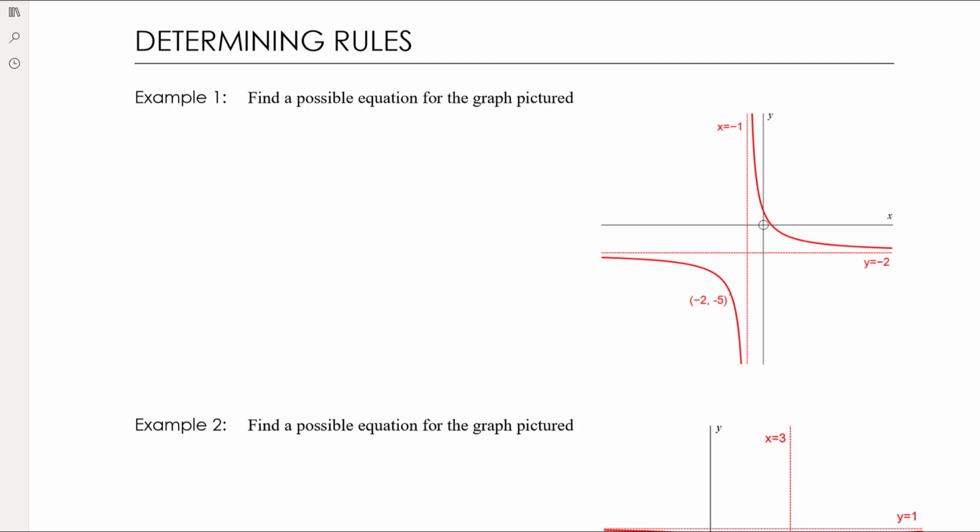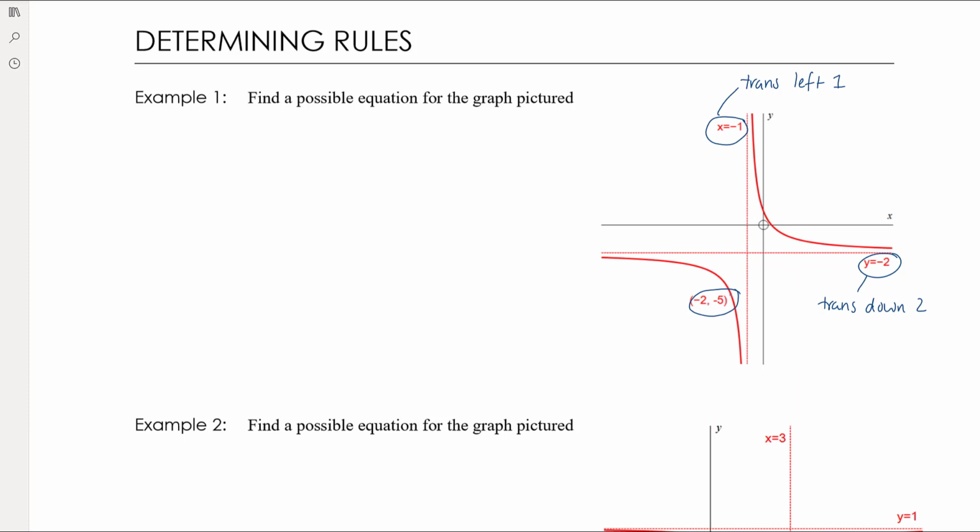So the first example here, we clearly have a hyperbola, and the most useful information to us immediately are the two asymptotes. The vertical asymptote at x equals -1 implies that we've got a translation to the left by 1, so we need our equation to represent that. And the horizontal asymptote at y equals -2 suggests that we've got a translation down by 2. So we need our equation to reflect that.